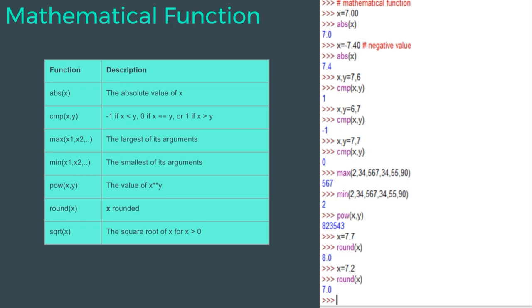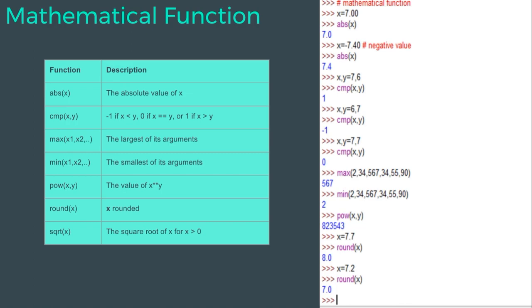If your fractional part is more than 0.5, it will go to the higher integer. If it is less than 0.5, then it will go to the lower integer. If you take x is equal to 7.2 and then round off that value, the answer will be 7.0 because the fractional part is less than 0.5.